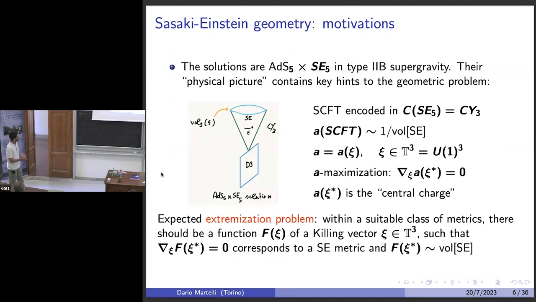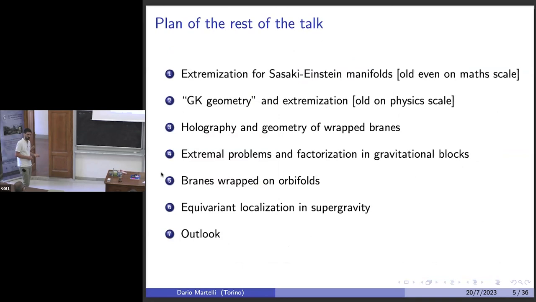I think I had a slide that was skipped. So that's the plan for the rest of the talk. I will start from old, even on math scale, results, which is in the context of extremization for Sasaki-Einstein manifolds. And then I will move on to old on physics scale, but new on math scale, because it's of order 5 years, which I learned yesterday is the time scale. And then the central part of the talk is an even more recent result, which is in the past 2-3 years. I'm not sure how much time I will spend on that, depending on how fast I'm going. Definitely, I want to get to talk about the last part, where I will get to the recent work and the word of equivariant localization and supergravity.